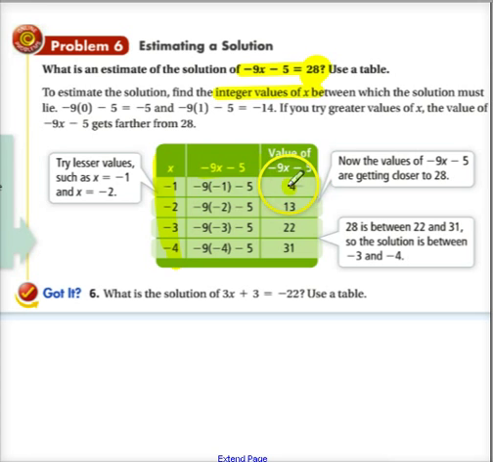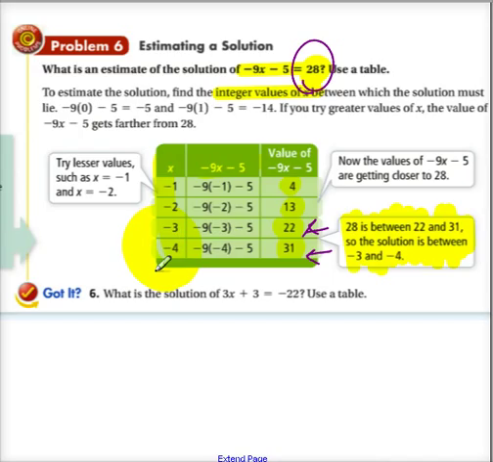They chose negative 1, they got 4. Negative 2, they got 13. Negative 3, they got 22. Negative 4, they got 31. Stop there because our target answer is 28. So we have two numbers. 22 is a little below and 31 is a little above. So we say that our solution, 28, is between 22 and 31. So the solution is between negative 3 and negative 4.